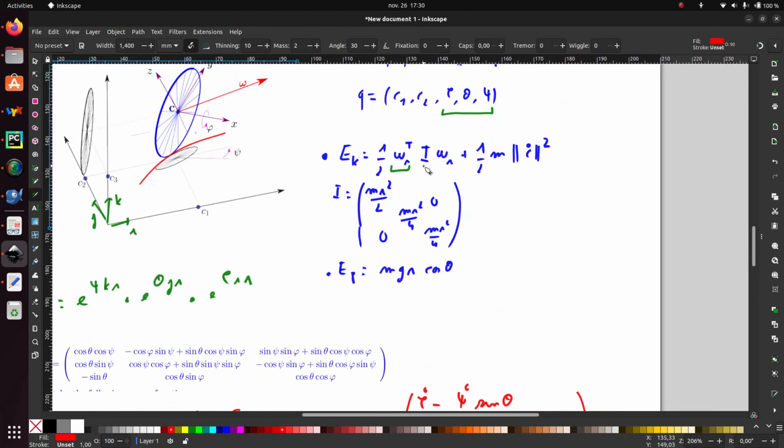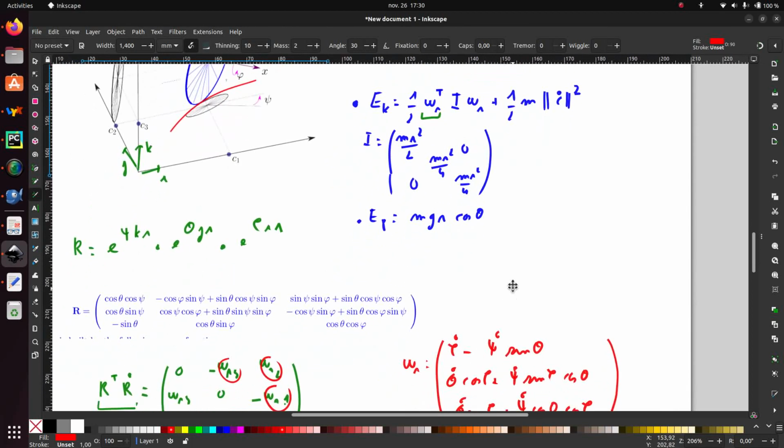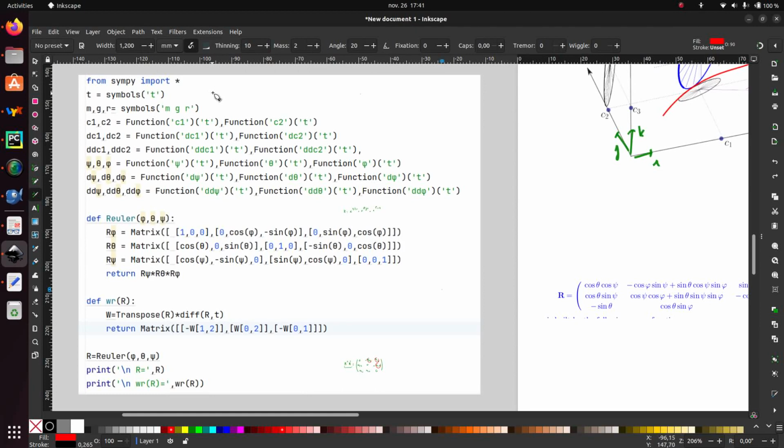For this, I will use SymPy because I don't want to perform all the computation by hand, and it is what I will do now. I take the following Python program where I will use SymPy for symbolic computation. I create the symbols I will need in this exercise. So I need t, I need the mass, the gravity, I need some functions for the trajectory, c1, c2 for the projection of the center of the wheel, the first derivative, the second derivative that will be used later, the Euler angles, and the first and second derivatives.